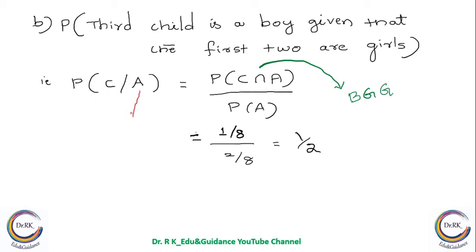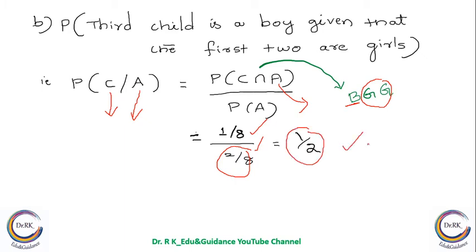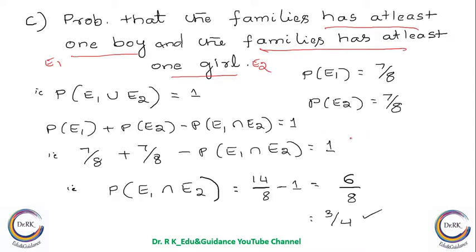Second one, same. The first 2 are girls. What is the probability that the third is a boy? Now the same formula. So P of C given A is P of C intersection A by P of A. P of A we already calculated. So C intersection A means what? A is already two girls, and the third one is a boy. So only one combination like this, therefore this is 1 by 8. So therefore the probability is 1 by 2. So like this we can use the probability concepts.